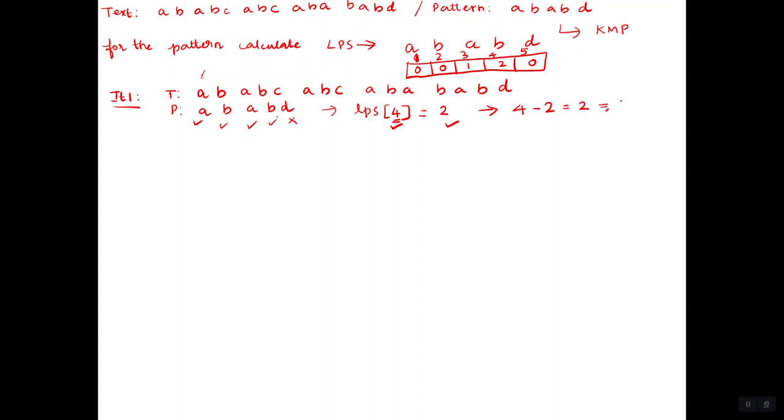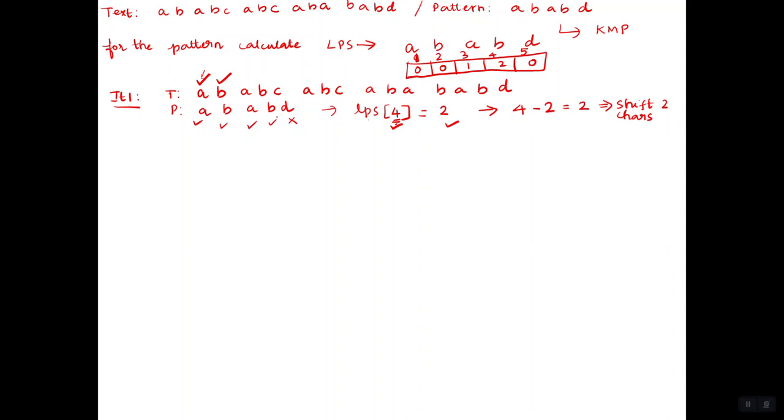In turn it means that shift 2 characters. So that is what it means. Why is it 4 minus 2? The index is 4 and the corresponding LPS value for index number 4 is equal to 2. So 4 minus 2 is equal to 2. So shift 2 characters. Which 2 characters do I have to shift?